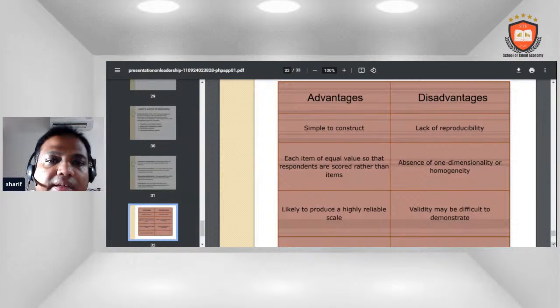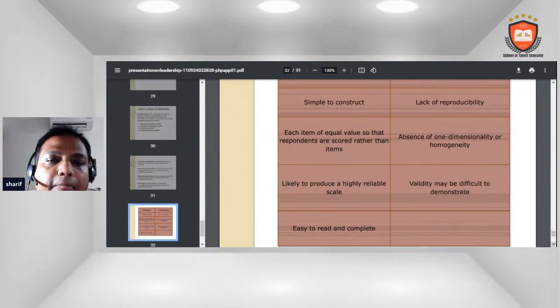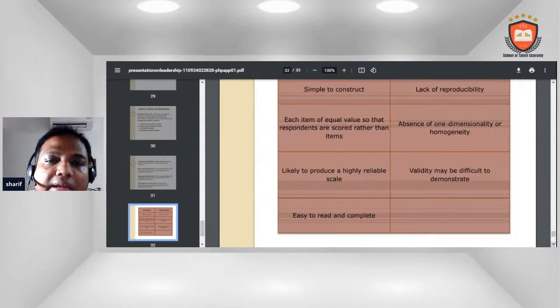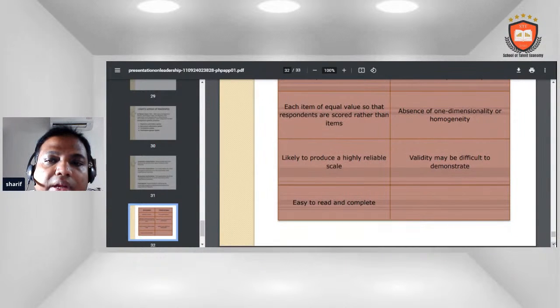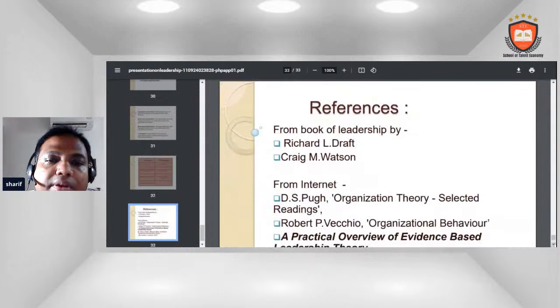Advantages and disadvantages. Simple to construct, lack of reproducibility. Each item is of equal value so that respondents are scored rather than items. Absence of unidimensionality or homogeneity. Likely to produce highly reliable scales, validity may be difficult to demonstrate, easy to read and comprehend.